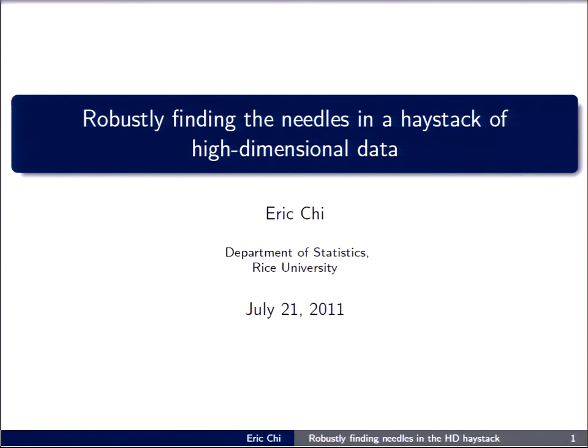Okay, so I'm actually going to be giving my talk in the reverse order that's listed on the title. I'm going to first talk a bit about the data, the haystack of high-dimensional data. Then I'm going to talk a bit about how we extract the needles, or find the interesting signals in our data sets, before moving on to talk a bit about the particular work that I do in developing statistically robust methods for doing said extractions.